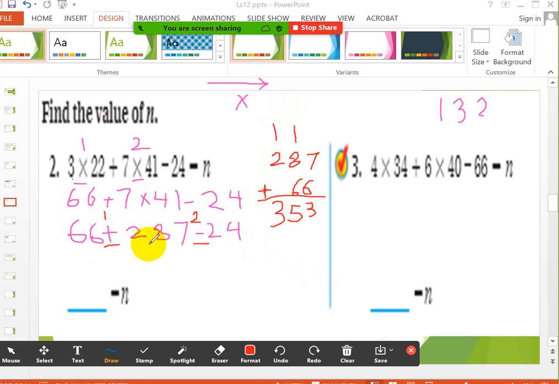So I did my first operation, which is here the addition between those two numbers. So it will be 353. What's the operation left? Subtraction between this number and 24. So I have to subtract 24 from this number. Let's subtract to find n.